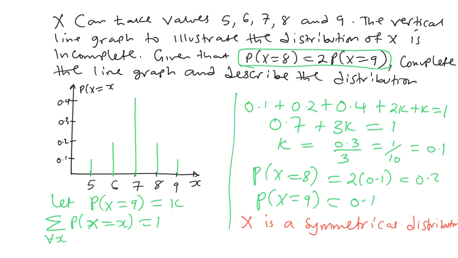It is symmetric about a particular x value, which is equal to 7. So the probability of x equal to 6 is the same as the probability of x equal to 8, and the probability of x equal to 5 is the same as the probability of x equal to 9. It is only the probability of x equal to 7 which is unique and is the highest. So in this kind of distribution, the mode is going to be 7, because 7 is the x value with the highest probability. So this is the mode.